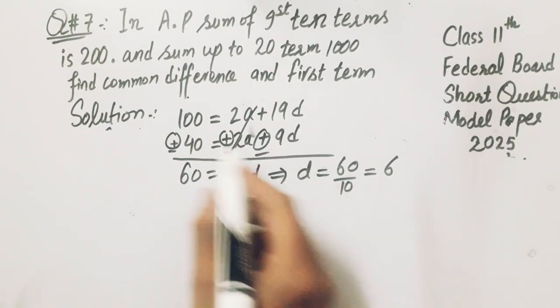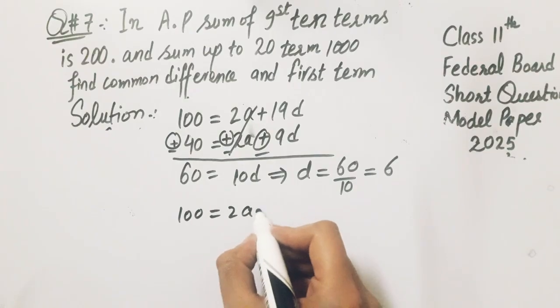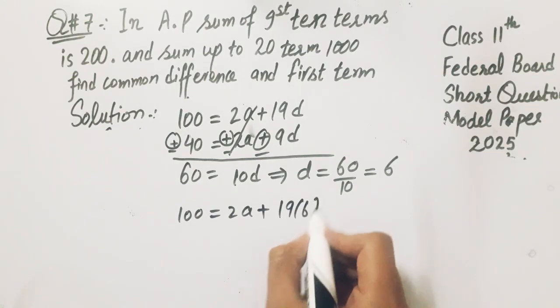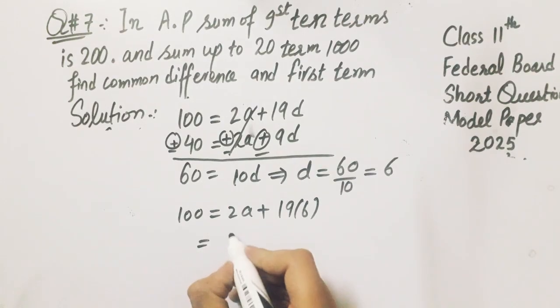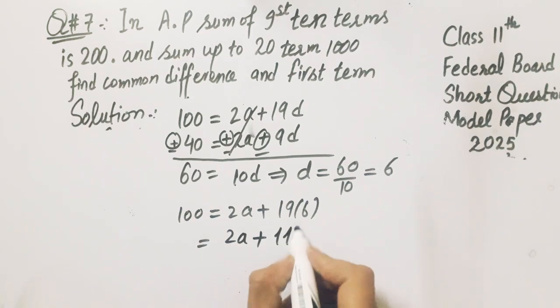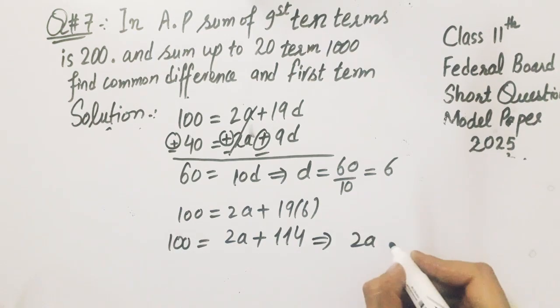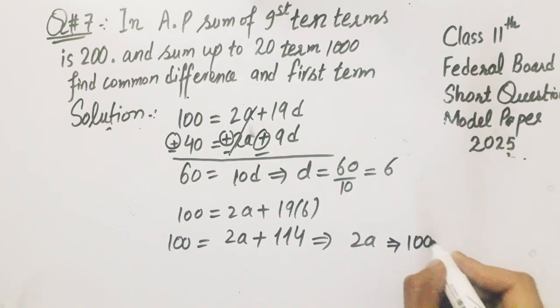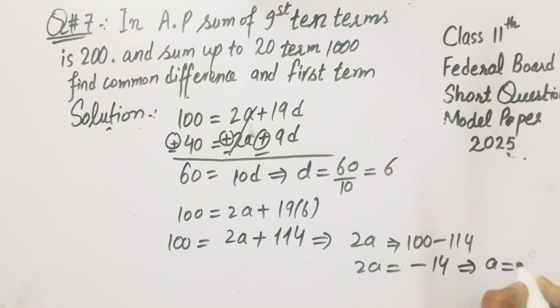We will put the value of d in any one equation. So 100 is equal to 2a plus 19 into 6. 19 into 6 is 114, so we have 2a plus 114 equal to 100, and 2a will be equal to 100 minus 114, which is minus 14. Then a will be equal to minus 7. So this is the final answer.